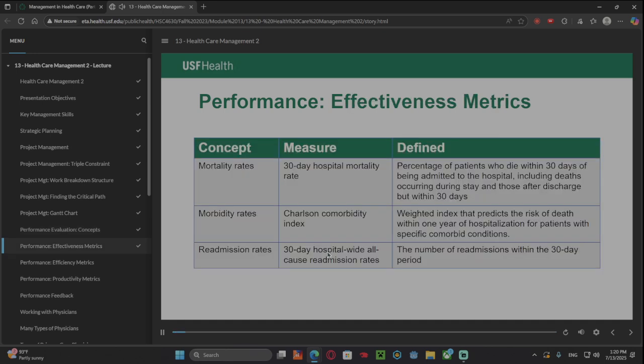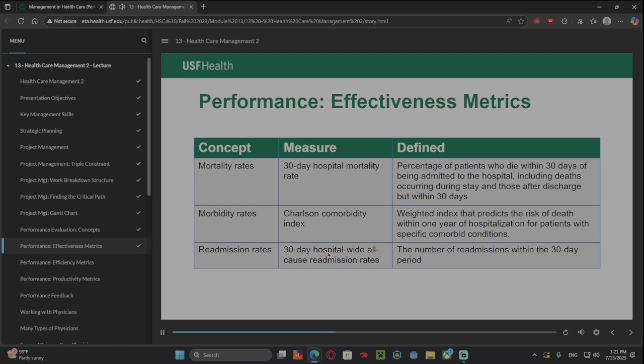Here are some examples of performance evaluation for effectiveness. These metrics are common in healthcare management to evaluate the performance of the healthcare organization. Of course, mortality rates is one of the most common. For example, the 30-day hospital mortality rate. That can be defined as the percentage of patients who die within 30 days of being admitted to the hospital, including deaths occurring during the stay and those after discharge, but within 30 days.